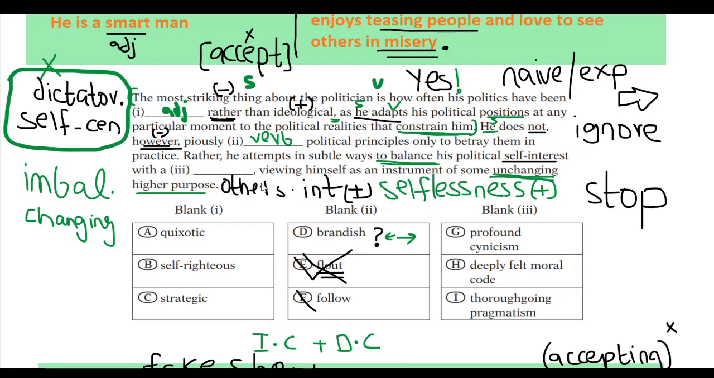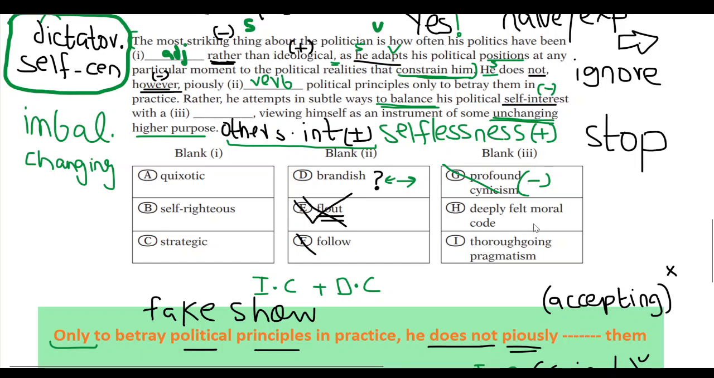And if I come to my last guess, he says he is trying to balance two different things, self-interest with a dash. So in order to come down here, I do know that there needs to be something positive, right? Because self-interest has kind of a negative connotation. Profound, a cynic, basically this is a negative idea, so I'm going to cancel this out. Now the question is, deeply felt moral code is positive, thoroughgoing pragmatism is positive. Now the question is, how can I actually relate and come up with a better guess?